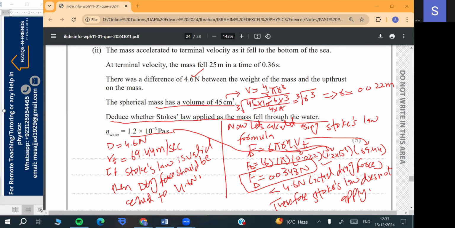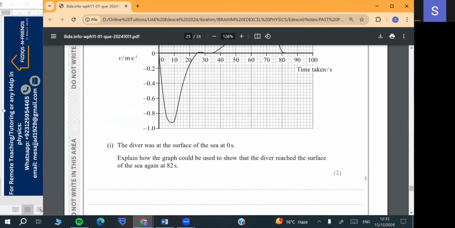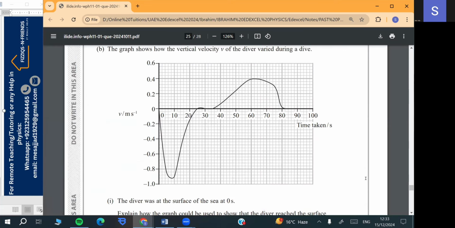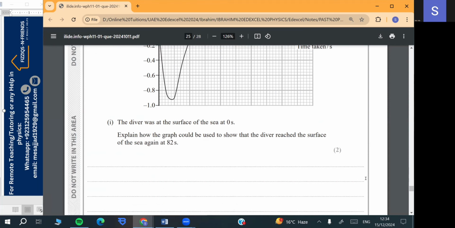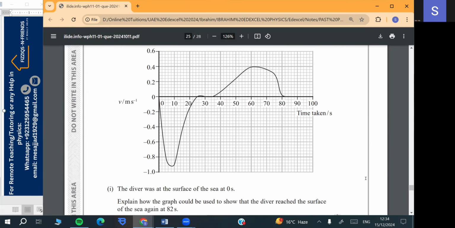The graph shows how the vertical velocity v of the diver varied during a dive. The diver was at the surface of the sea at 0 seconds. Explain how the graph could be used to show that the diver reached the surface of the sea again at 82 seconds. Okay, so here is the diver.